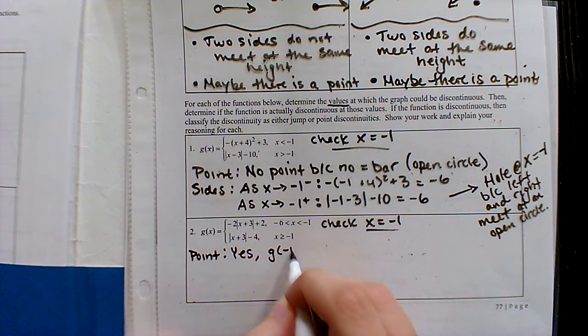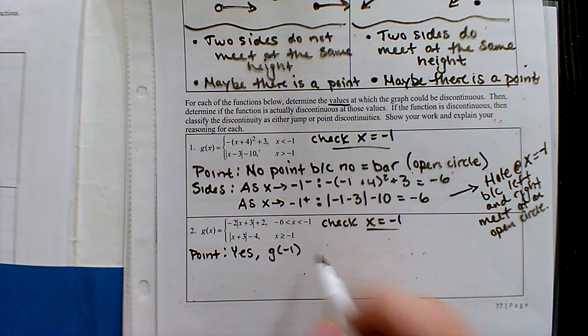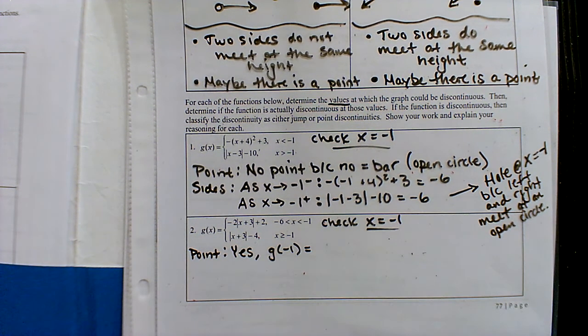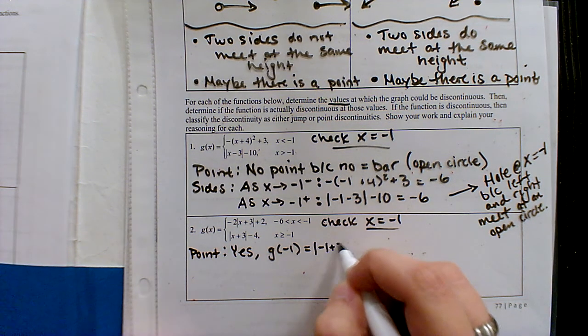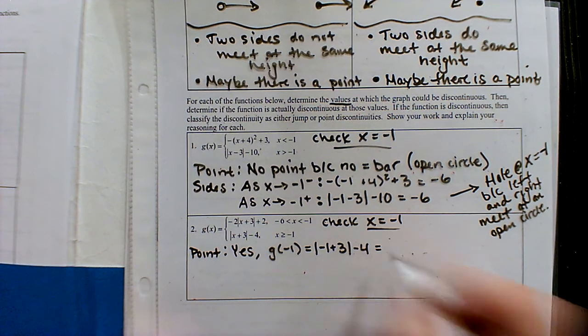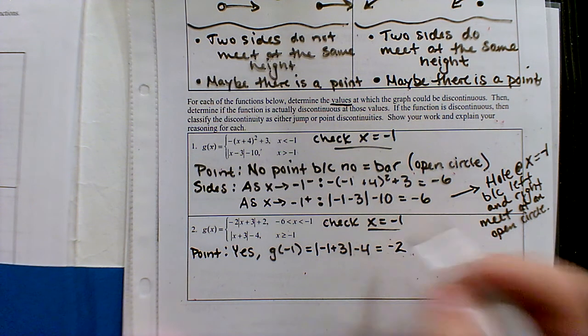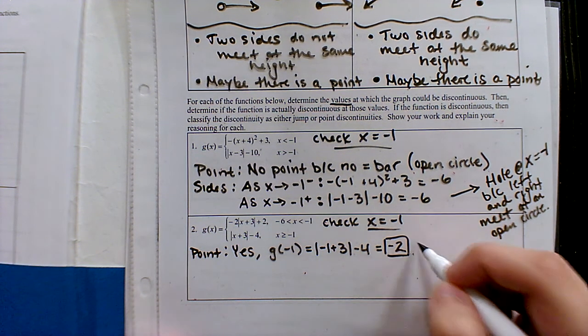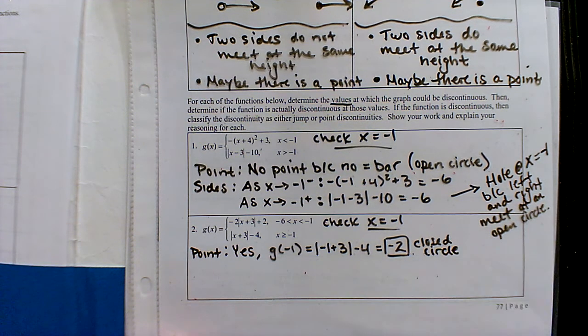And if we were to plug in -1, okay, we would have to plug it into the second equation because that's where the equal bar is. So let's go ahead and plug it in to see where this closed circle is located. All right, -1 plus 3, we got 2. Absolute value of 2 is still 2. Minus 4, we got -2. Okay, so we have a closed circle at -2.